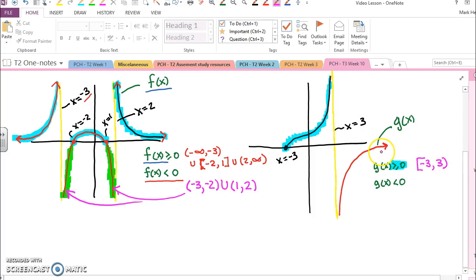When am I less than 0? We'll do that in yellow. That would be these values of x's here. So from 3 to infinity.